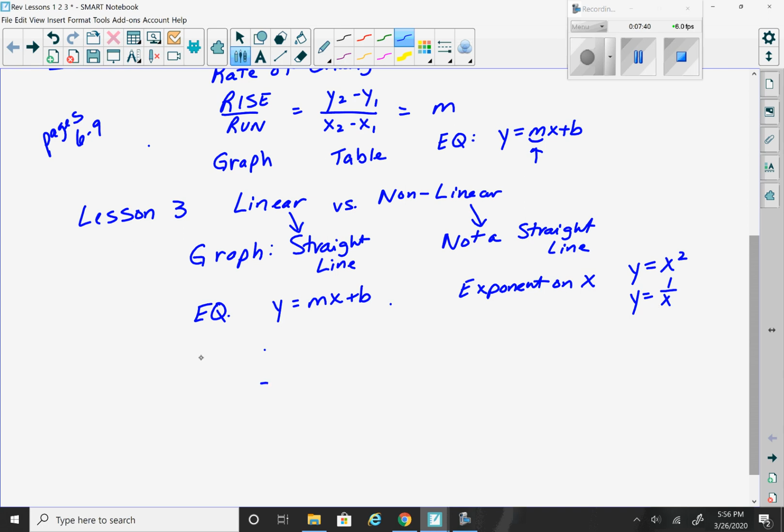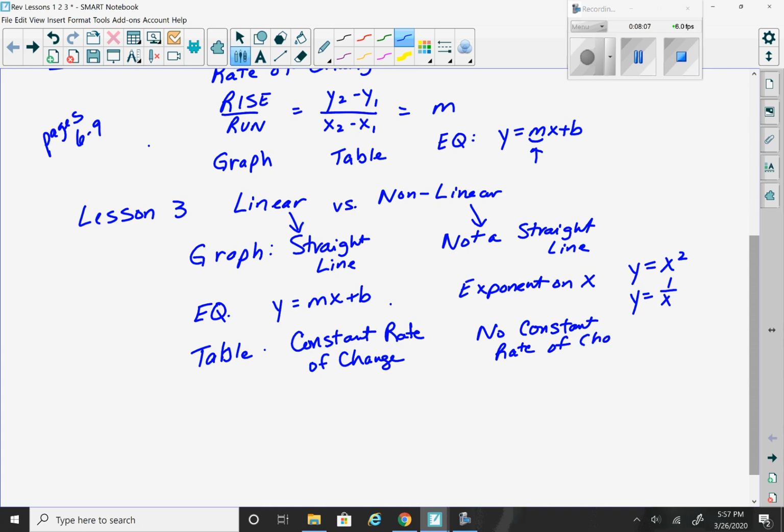And then the third representation we looked at was a table. In our table, for it to be linear, we're looking for a constant rate of change. Constant rate of change. And for it to be nonlinear, there's no constant rate of change. This is a little bit harder when you're looking at a table. So I want to give you a really simple example. Let's make a little table down here. Again, we're somewhere on the bottom of page 15 probably. Let's make a table of values, x, y values in our table.